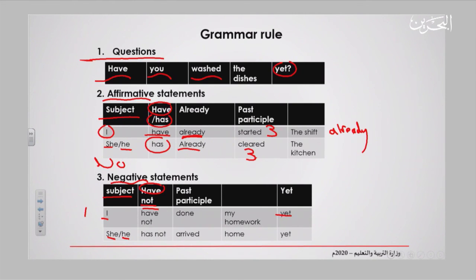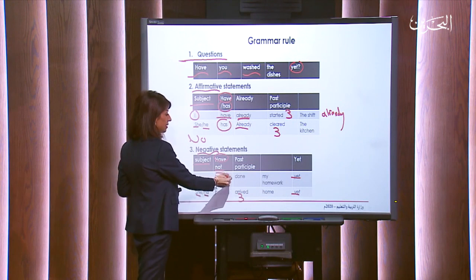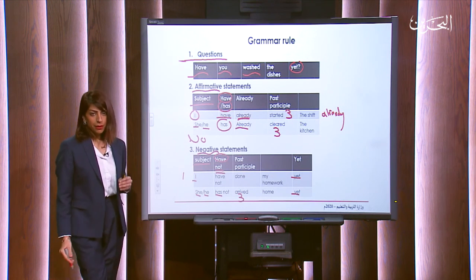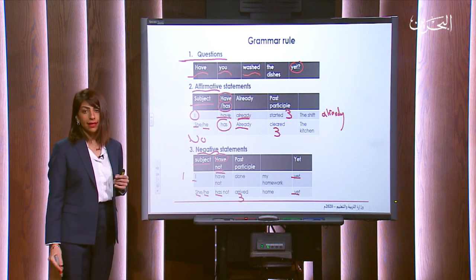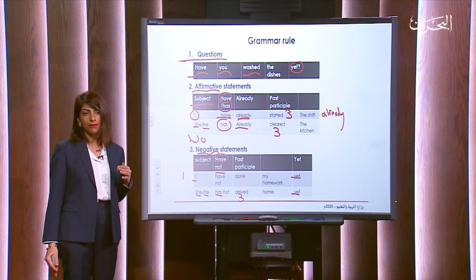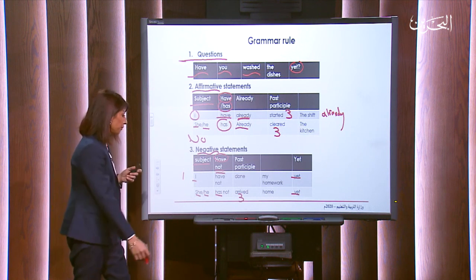Then she or he has, pay attention, it's not have, has not arrived, the third form of the verb, home yet. Can I say, I have not yet done my homework? No, I can't, because the rule states that yet has to come at the end of a sentence. It's not flexible like already.